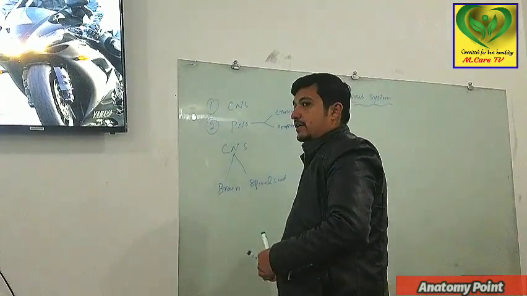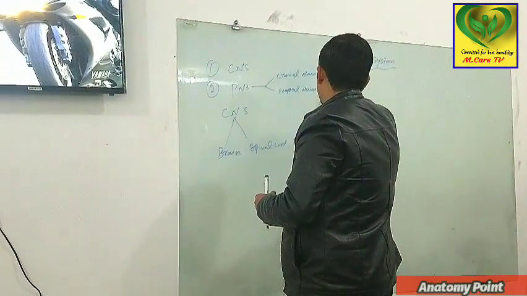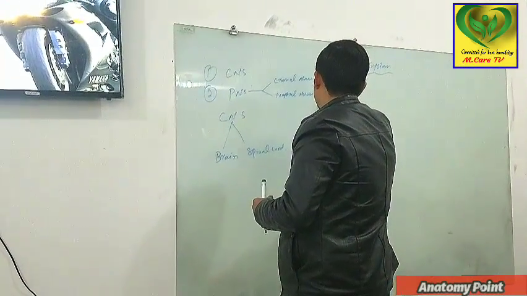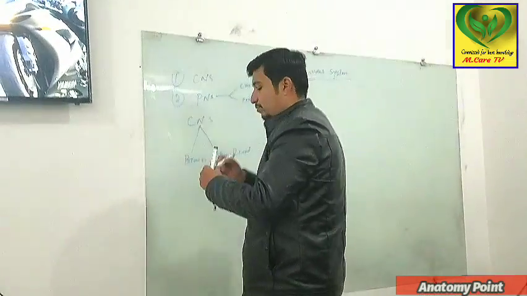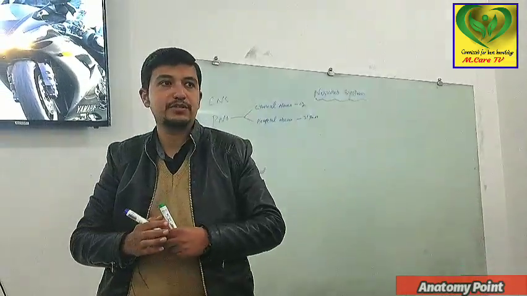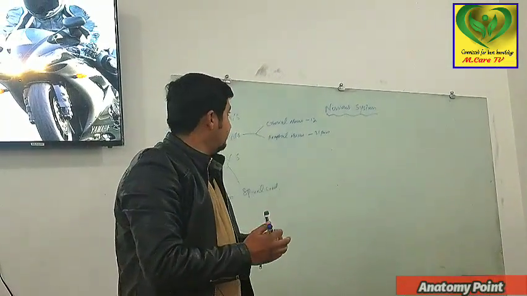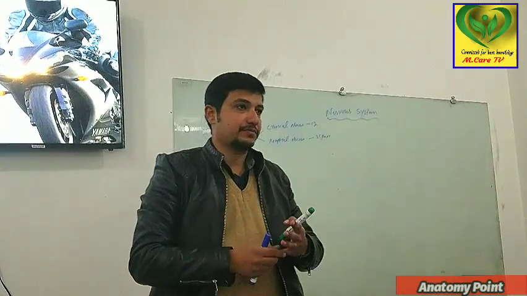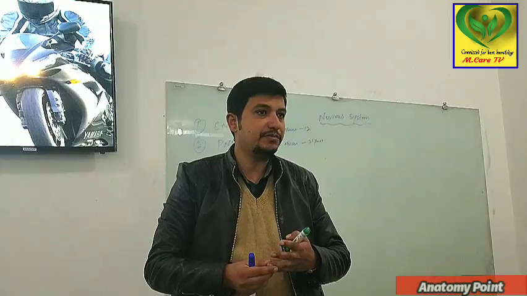The cranial nerves are 12 in number, and the peripheral nerves are 31 pairs. On both sides, they are in pair form, occurring on both sides of the spinal cord. The cranial nerves are 12, starting from the olfactory, optic, oculomotor.